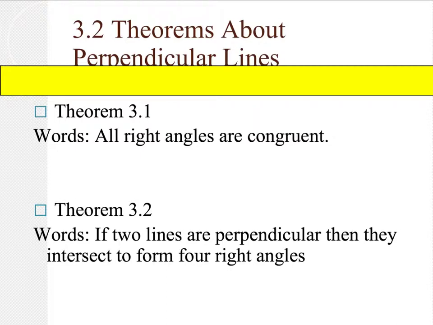In 3.2, we're going to have about 4 theorems. I want you to get to know them, take them to bed, study them, and dream about these wonderful theorems. Okay, the very first one, theorem 3.1: all right angles are congruent. Wait, what? Yeah, all right angles are congruent.